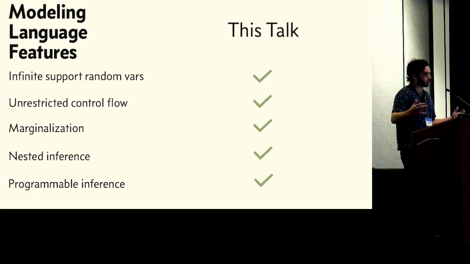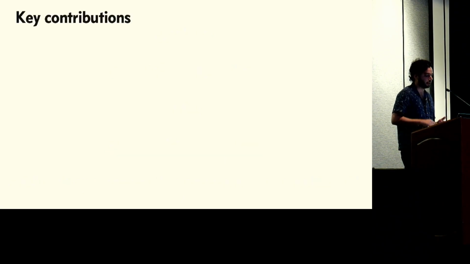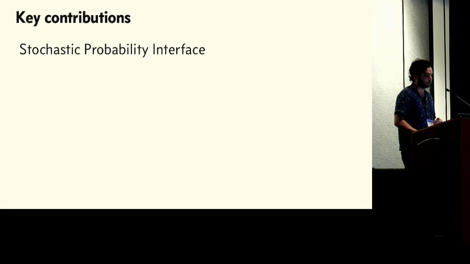And so the trick that we're playing here is that we're not going to try to compute those density ratios exactly. We're going to settle for stochastic estimates of the density ratios. But we won't just use any stochastic estimates. We'll do it in a way that doesn't compromise on accuracy or soundness. So to achieve that, we had to do a few things.